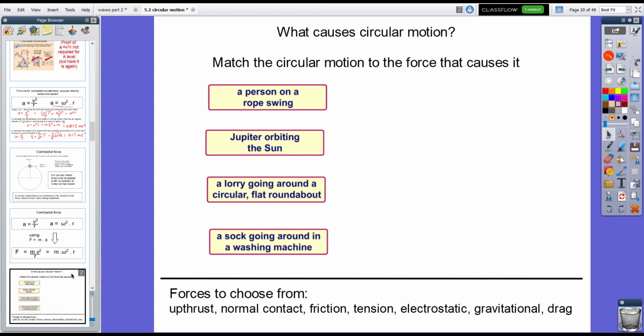So for each of these, just have a look and see what is the force that you think is making it go round in a circle. Then I'll just discuss them.